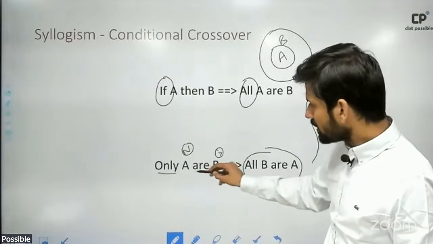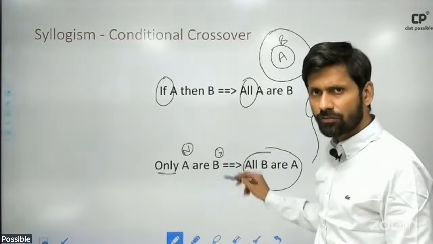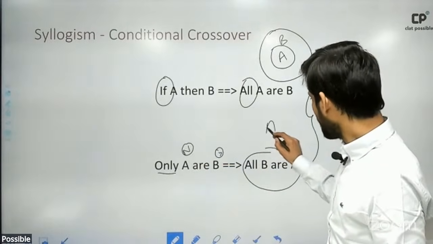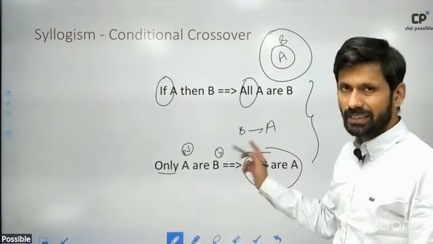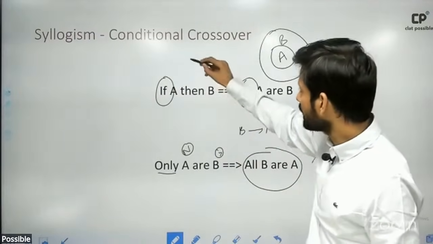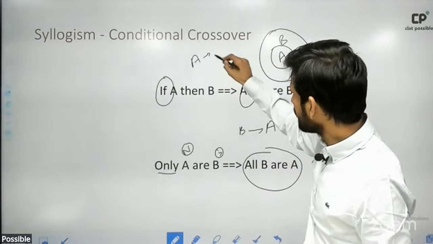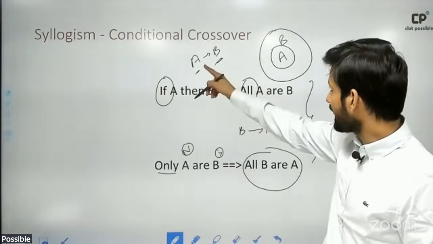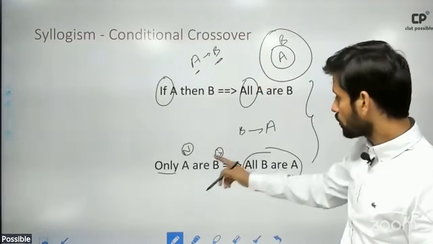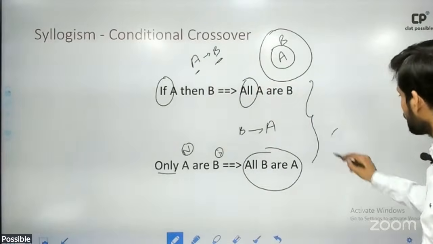Now, how do I draw this? If I'm saying A is necessary for B, then B then A. Here, what was it? If A then B. B was on the right, A on the left. So if the diagram for A then B is this, what will be the diagram for B then A?